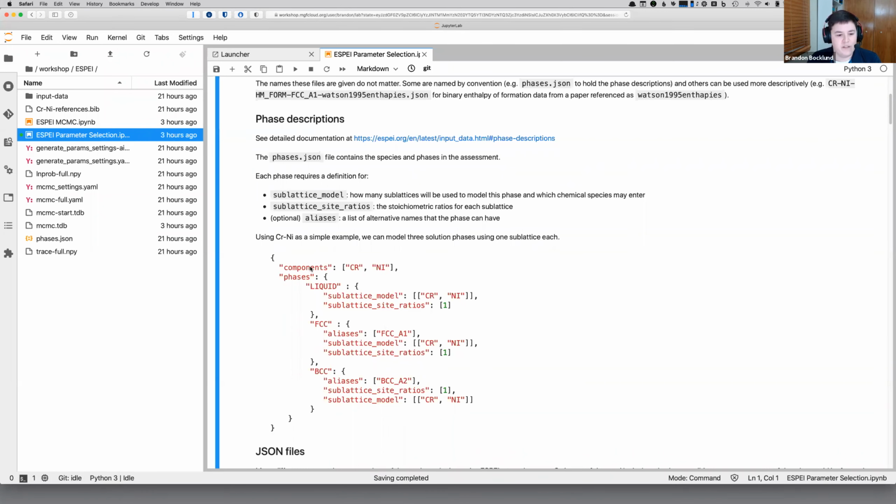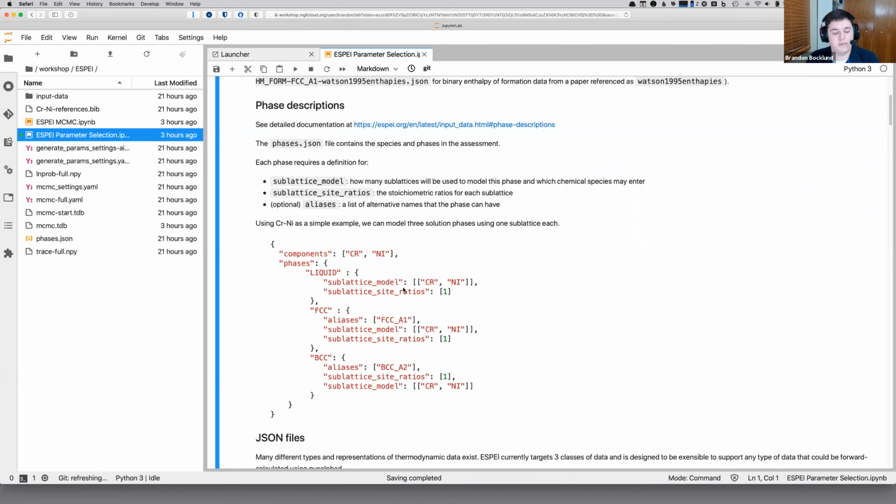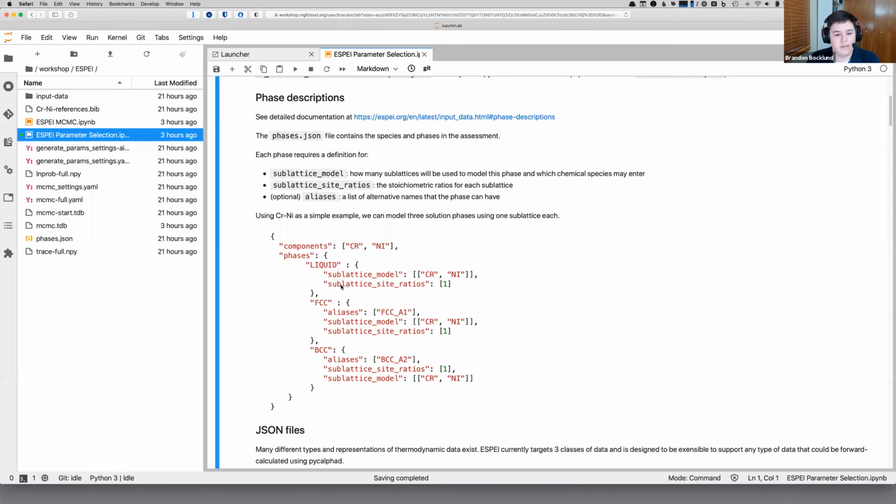Okay, so you have the components, and then you have a dictionary of phases where you're mapping a phase name to the sublattice model that you'll use. So in this case, just to keep things as simple as possible, we have a single sublattice for all of these phases, so liquid, FCC, and BCC. And then we've defined only chrome and nickel in those phases. And then we also define the sublattice site ratios. And so these are the stoichiometric coefficients for the sublattices.